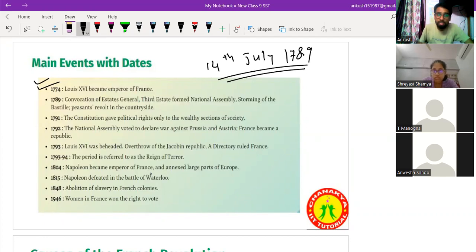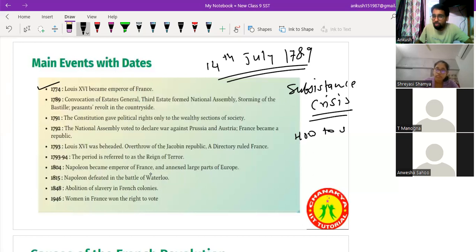Since that time, his policies, his activities, his demands, his desires, and a lot of taxes were put upon people, which means people were not able to survive at all. There was a subsistence crisis. What was there? Subsistence crisis. It means the question of how to survive. This was the biggest question before the citizens of France.